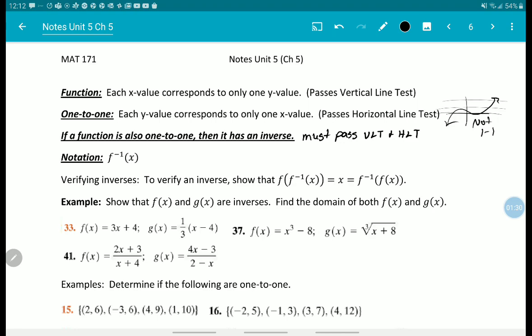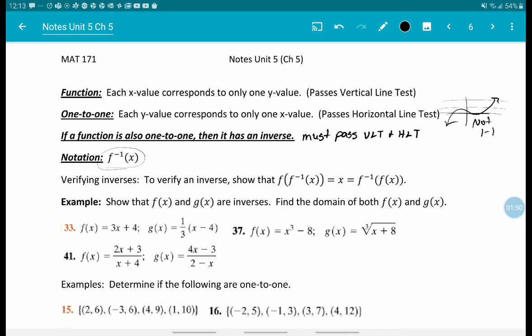So for the notation we're going to use for an inverse, how do we know we're dealing with an inverse? Well, we're going to see this kind of notation. That -1 looks like it's an exponent. It is not an exponent. It's just the notation we use for an inverse function.